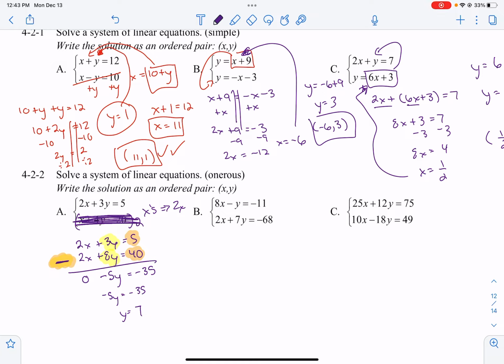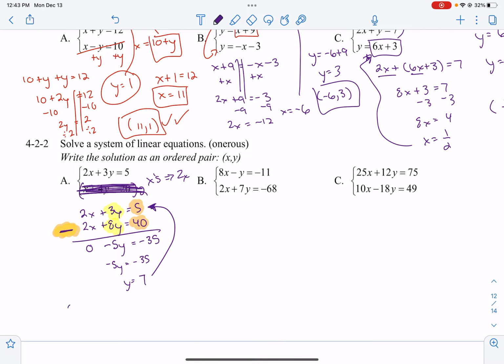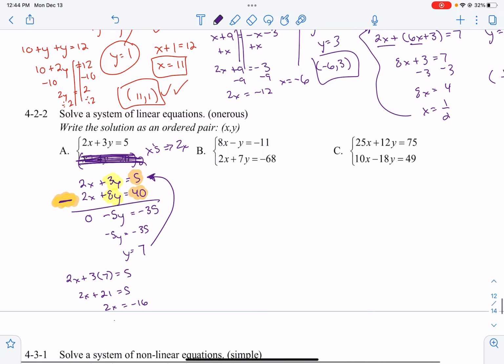And since I know what y is, I can plug it in. And it doesn't matter where I plug it in. I can plug it into whatever I want. Let's go ahead and plug it into our first equation. So 2x plus 3 times 7 equals 5. So 2x plus 21 equals 5. So 2x equals negative 16. So x equals negative 8. So my answer becomes negative 8 comma 7.